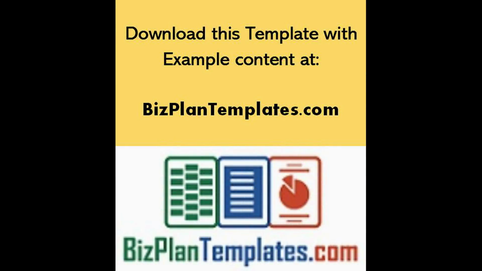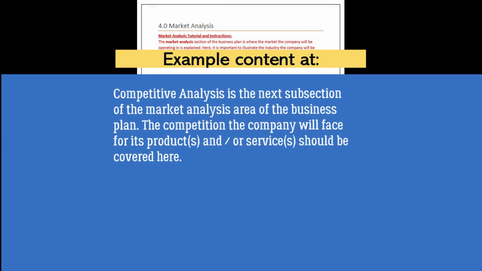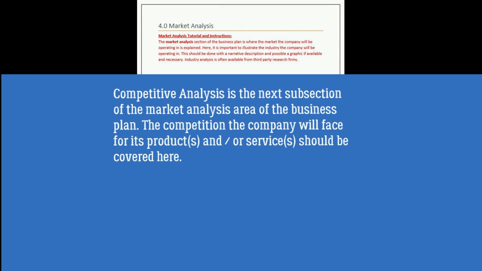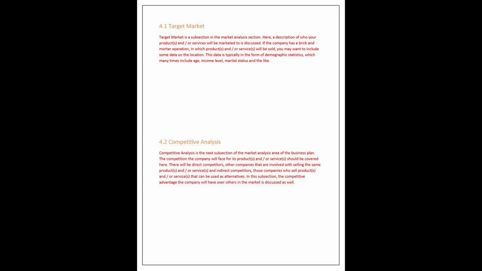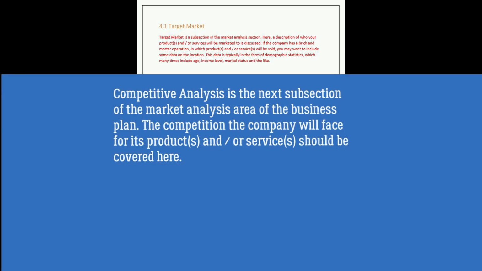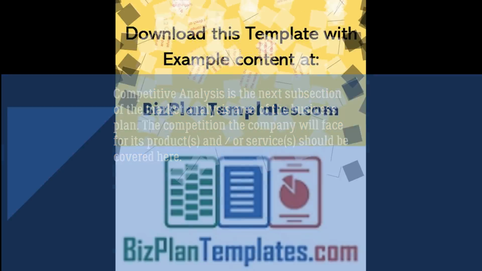Competitive analysis is the next subsection of the market analysis area of the business plan. The competition the company will face for its products and/or services should be covered here. There will be direct competitors, other companies that are involved with selling the same products and/or services, and indirect competitors, those companies who sell products and/or services that can be used as alternatives. In this subsection, the competitive advantage the company will have over others in the market is discussed as well.